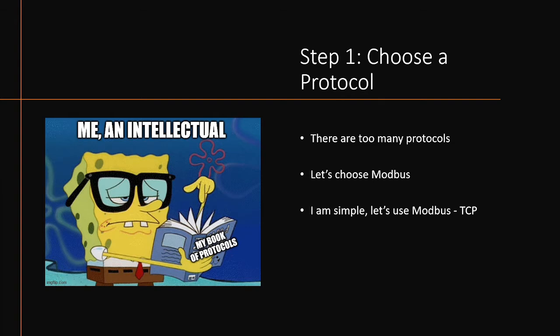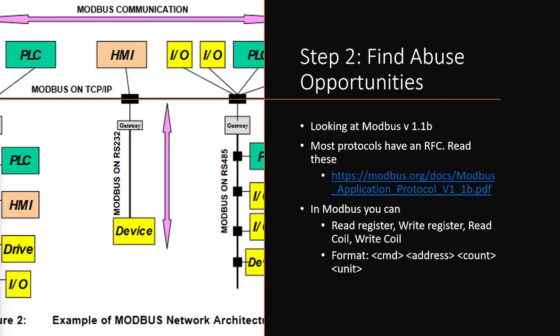Specifically Modbus TCP. There's a different version of Modbus, but it's not relevant for what I'm going to be doing. So let's find some abuse opportunities. Like I was saying before, in protocols such as the ICMP header, there's going to be things that are a little weird about how the protocol gets structured. So for ICMP, it's that extra data segments.